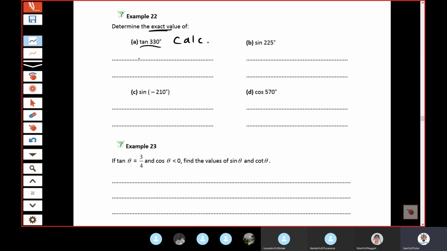The 135. Not that. It gave me negative square root of 3. Negative. It's not pi. What did you say again, Eden? 1 over square root of 3.